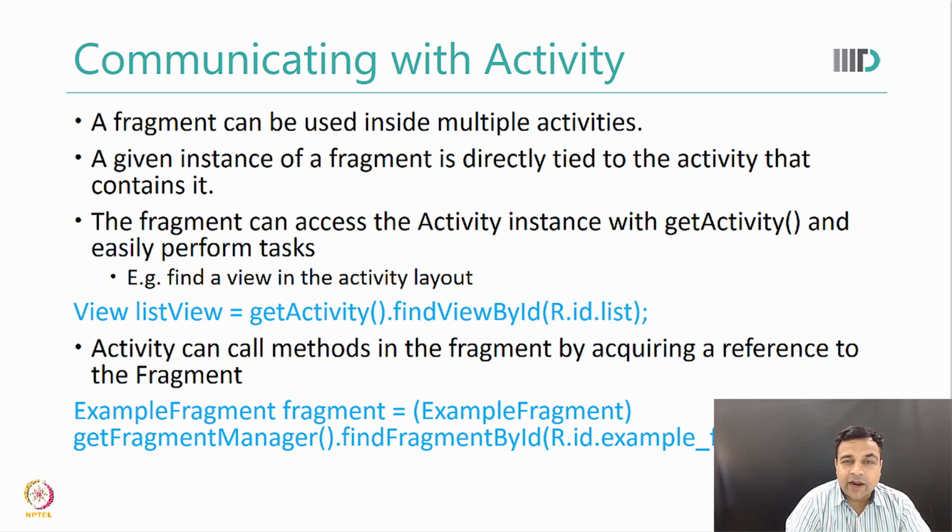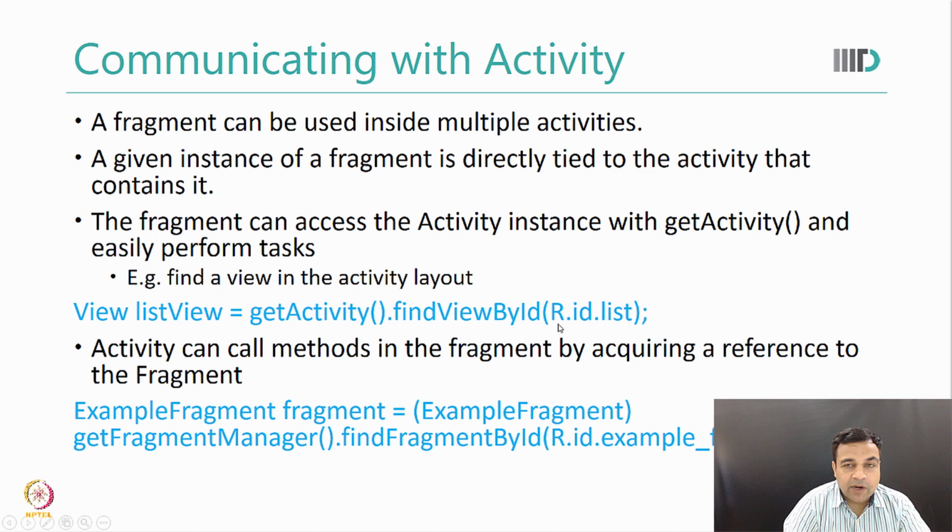So how does the fragment get the reference of the activity? Well, there is a call called get activity. When a fragment makes a call to get activity, it gets a reference of the activity instance in which it is currently running. By doing this, it can then perform other tasks. For example, in this example, your fragment wants to get a view in the activity layout. So it makes a call to get activity. Using that reference, it calls find view by ID.